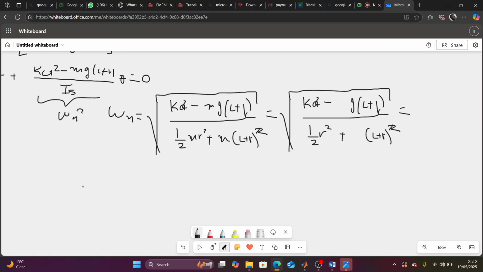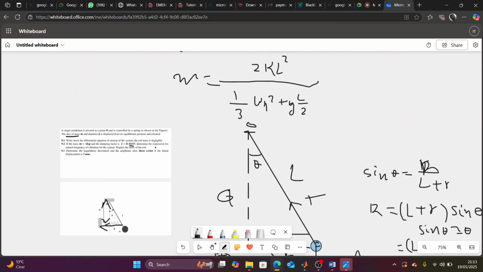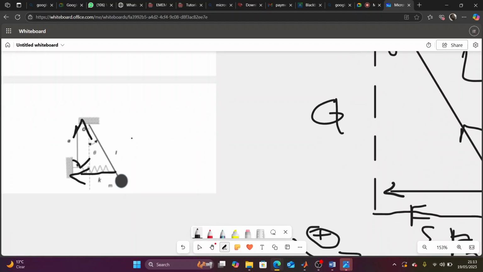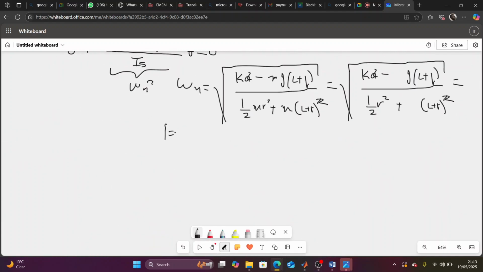If you remember there, you are also given what is called the damping factor. Normally when we have the damping factor, we are in need of a damper, but in this case, they just gave us the value. There's a reason for it. So what is the damping factor? The damping factor is 0,0247.